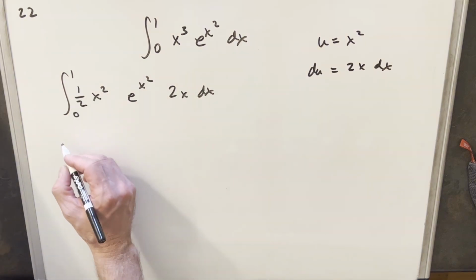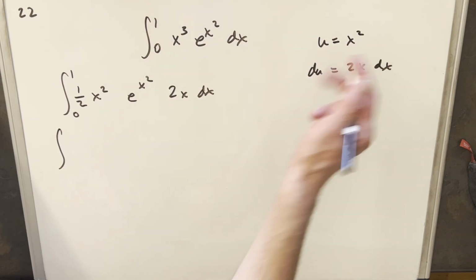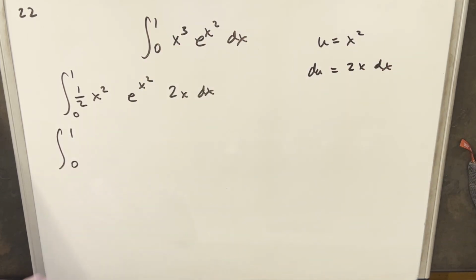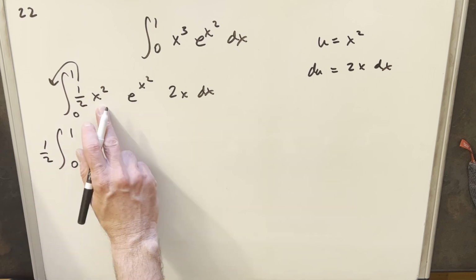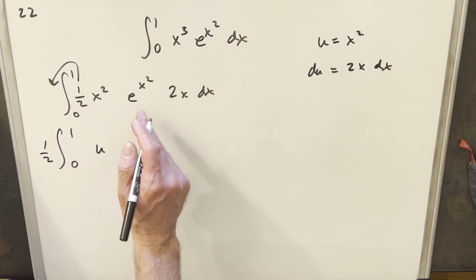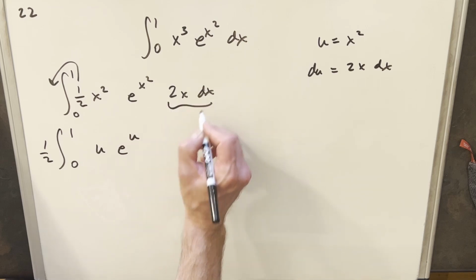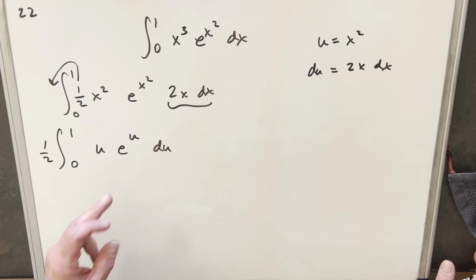Okay, now I'm going to make this substitution. First we'll update our bounds. Plugging a 1 into x squared is just 1, and plugging a 0 into x squared is still 0. So our bounds don't change. That's very nice. I'm going to take this half out front. x squared is going to be u, e to the x squared is just e to the u, and this part, again, is du. This is really not bad. This is a pretty good situation.